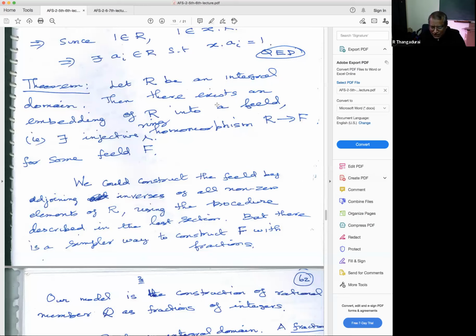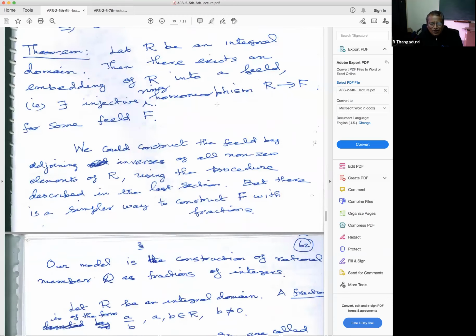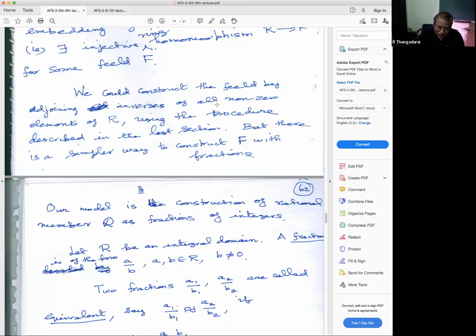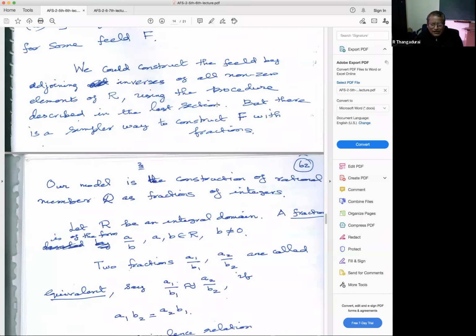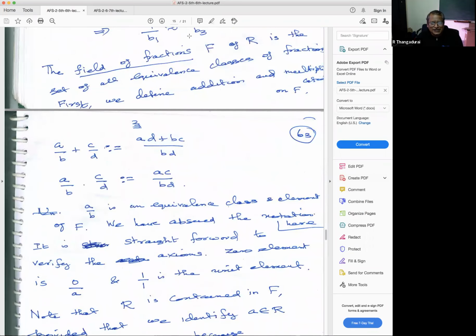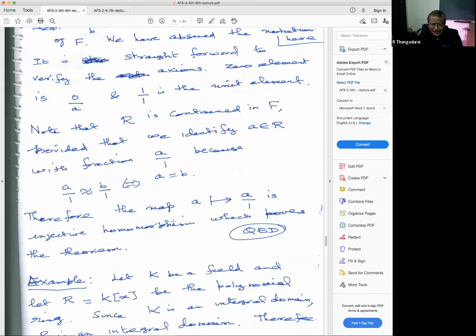What is that field? We constructed the fraction field, or field of fractions. The model is from integers to rational numbers. How we constructed rational numbers, the same model applies from the integral domain to the fraction field. What I didn't check is that this addition and multiplication really produce the field F. That I didn't check.